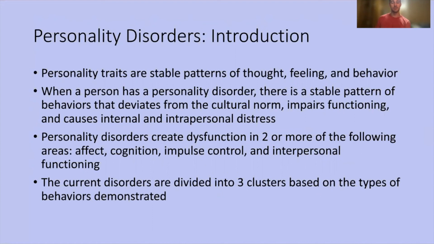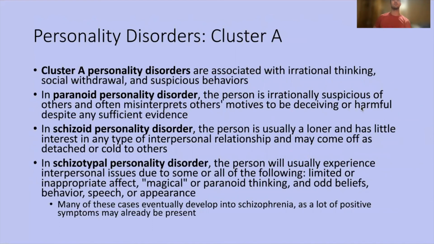So personality disorders create dysfunction in 2 or more of the following areas: affect, cognition, impulse control, and interpersonal functioning. So the current disorders are divided into 3 clusters based on the types of behaviors demonstrated. So the first cluster we're going to talk about is cluster A. And these personality disorders are those that are associated with irrational thinking, social withdrawal, and suspicious behaviors.